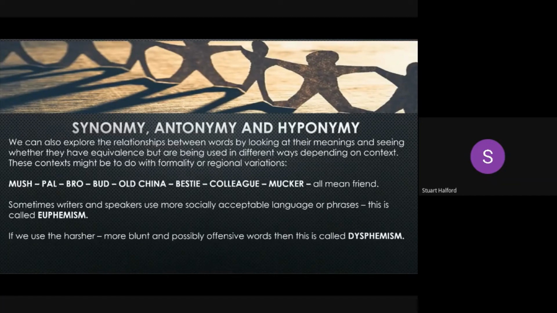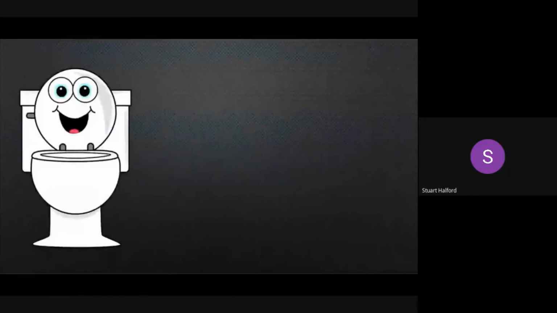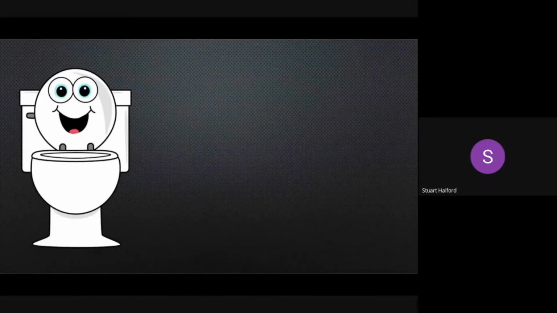And if we use harsher, more blunt, or possibly even offensive or taboo lexis, then this is called dysphemism. So how might that actually work? Take an object that we'll be familiar with, the toilet, a fairly standard word. Denotation: a toilet, a piece of furniture used to dispose of waste, however you care to describe it. Go and look it up in the dictionary.